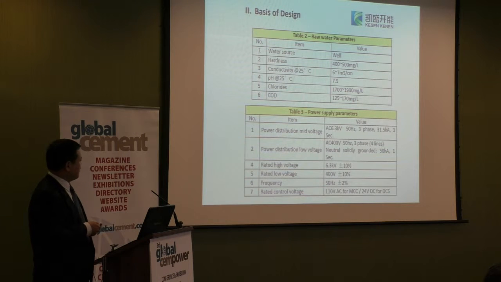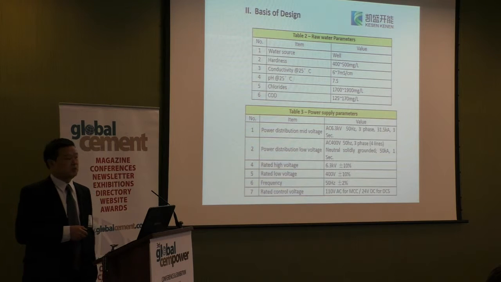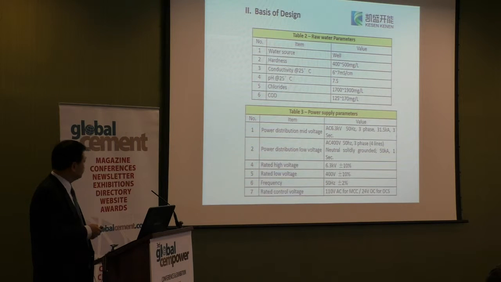The power supply parameters are in this table. Because different frequencies relate to different speeds of the generator. 60 Hz is related to the 3,600 RPM generator.